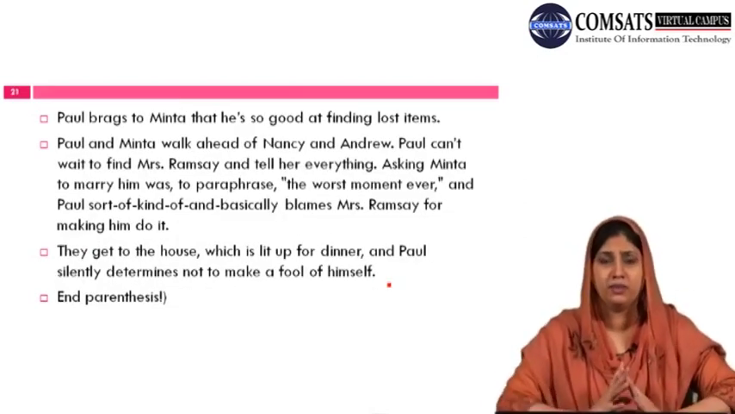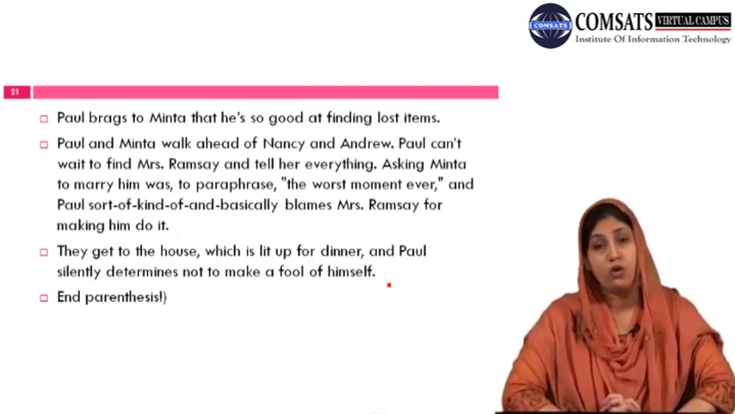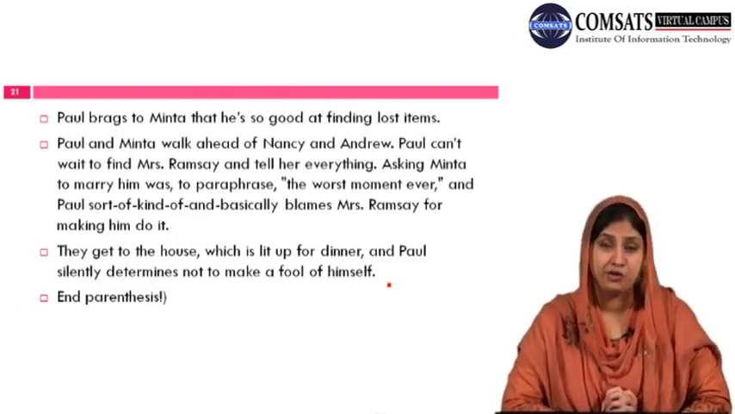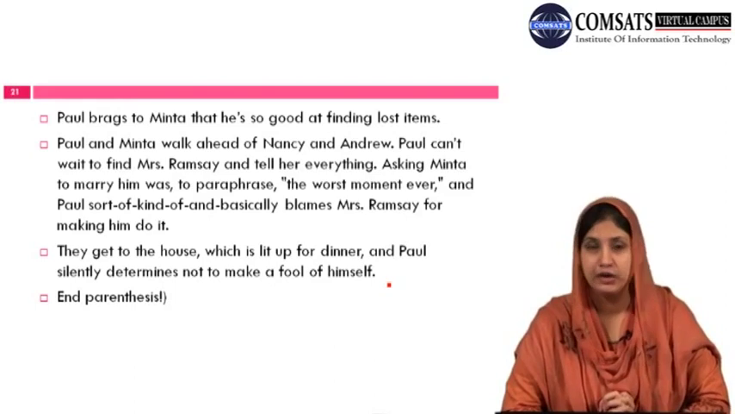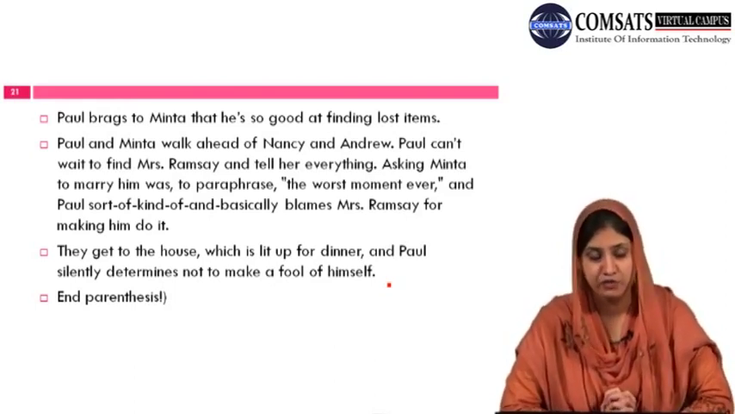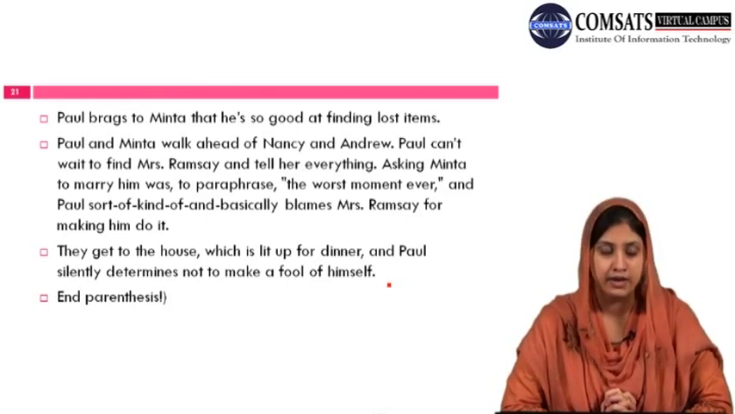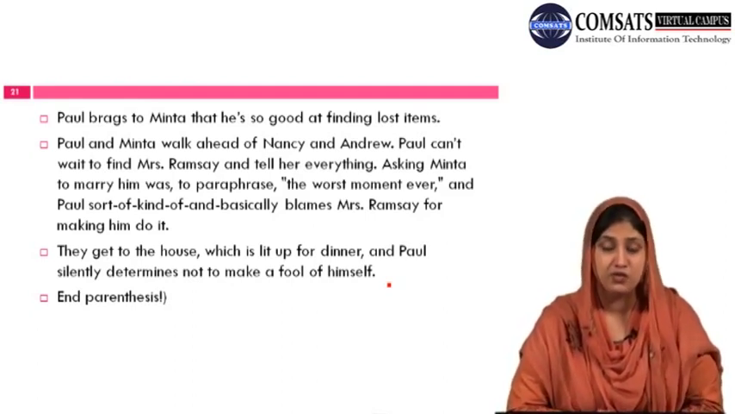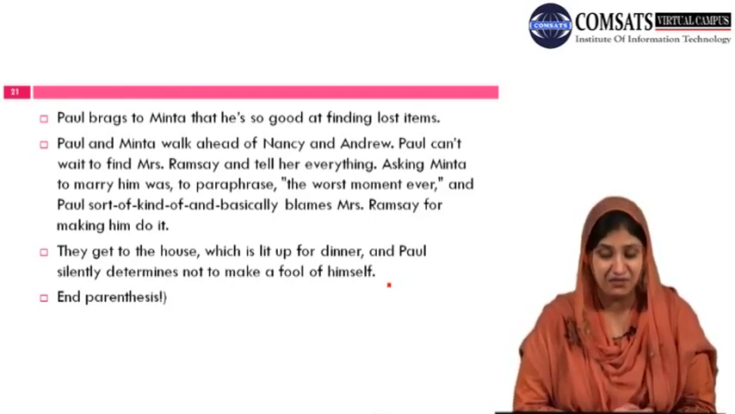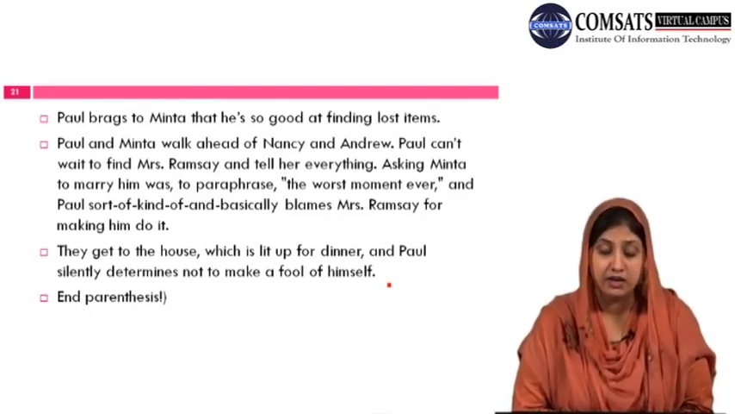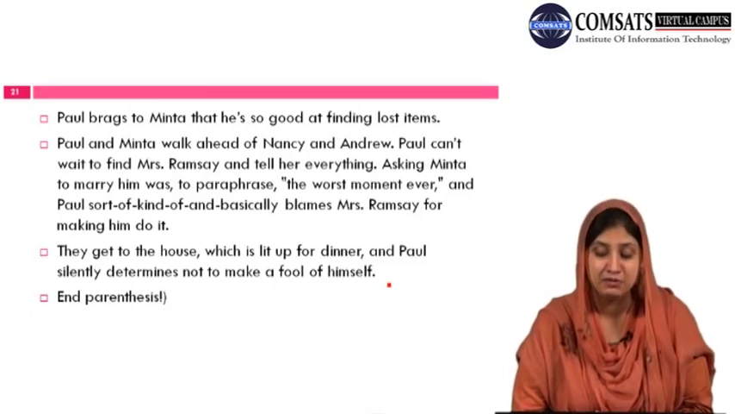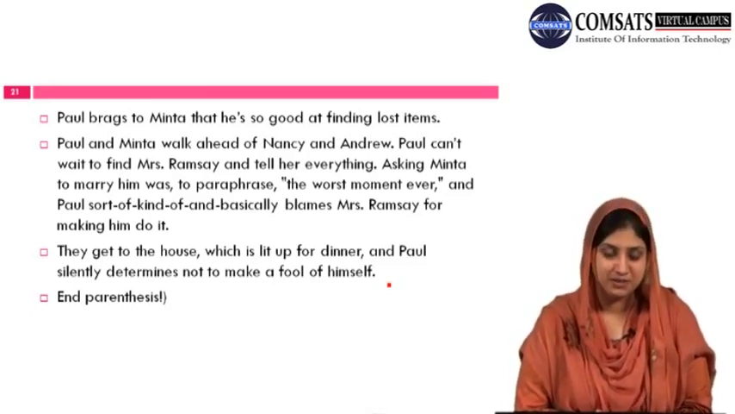This episode is basically all about Minta and Paul's relationship, or relationship to be. Paul brags to Minta that he's so good at finding lost items, so indirectly telling her that she shouldn't worry and he'll be finding her brooch very soon, probably early in the morning. Paul and Minta walk ahead of Nancy and Andrew, and Paul can't wait to find Mrs. Ramsey and tell her everything. Asking Minta to marry him was, to paraphrase, the worst moment ever, and Paul sort of, kind of, basically blames Mrs. Ramsey for making him do it.